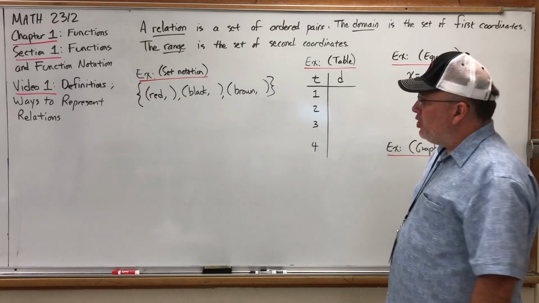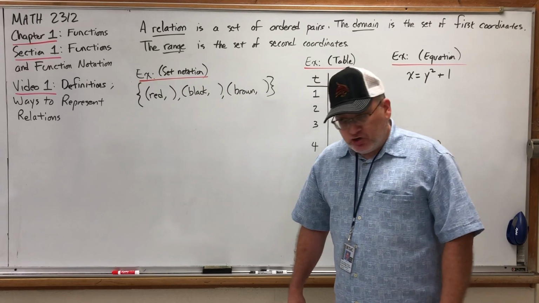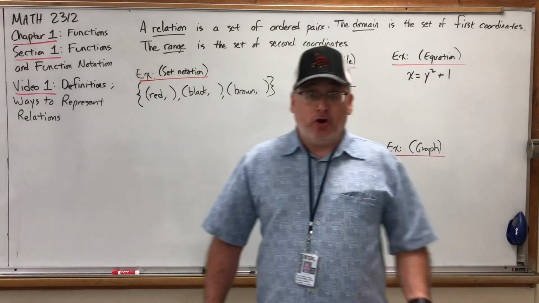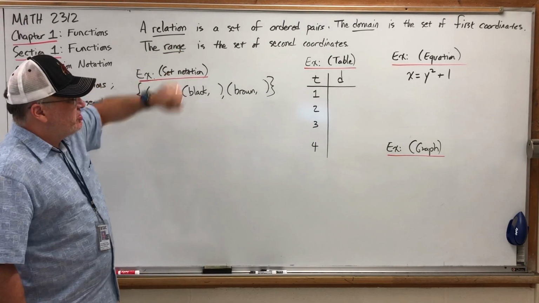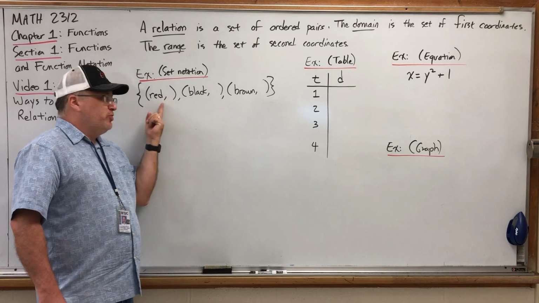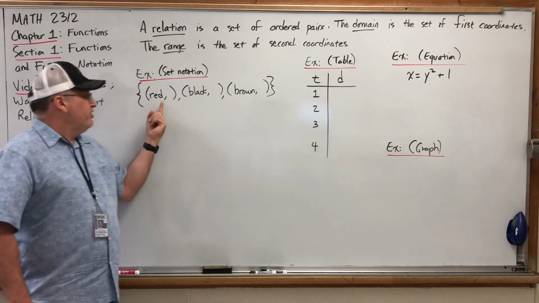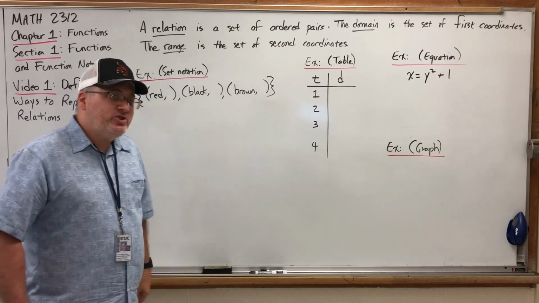In this first video, we're going to define some words prior to defining a function and look at ways to represent what are called relations. In math, a relation is a set of ordered pairs, typically written in parentheses with a comma in between. Granted, this pair is missing its second coordinate, but there are other ways to represent relations, as we'll see here in a moment.